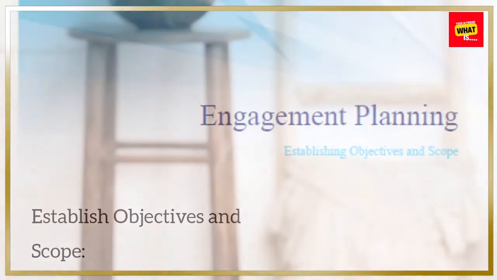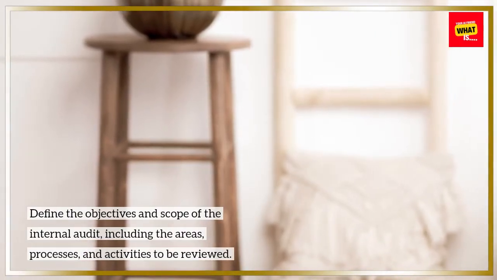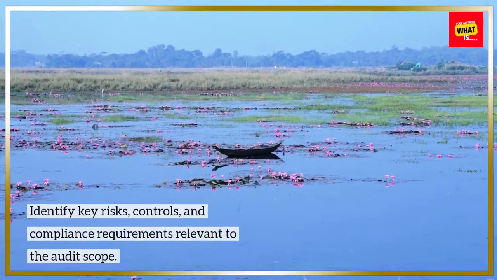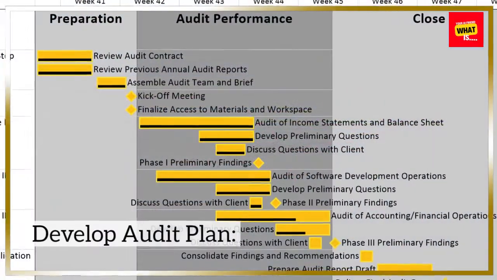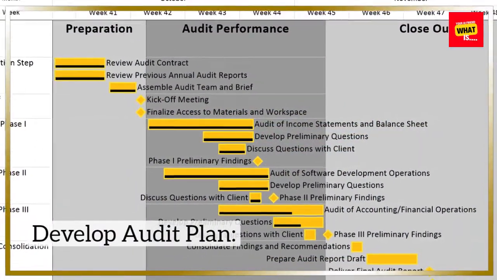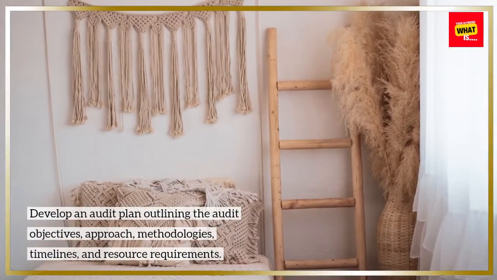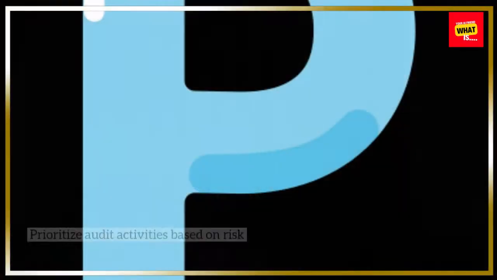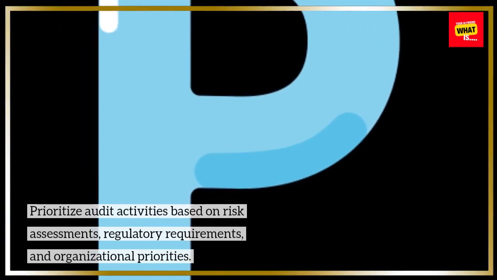Establish objectives and scope. Define the objectives and scope of the internal audit, including the areas, processes, and activities to be reviewed. Identify key risks, controls, and compliance requirements relevant to the audit scope. Develop audit plan. Develop an audit plan outlining the audit objectives, approach, methodologies, timelines, and resource requirements. Prioritize audit activities based on risk assessments, regulatory requirements, and organizational priorities.